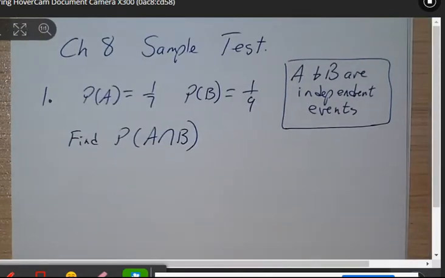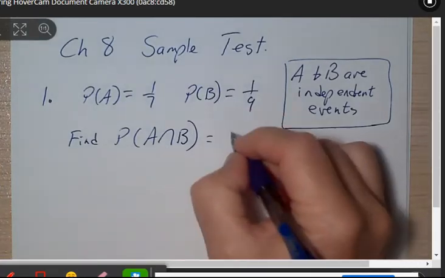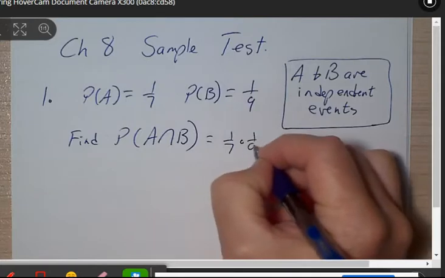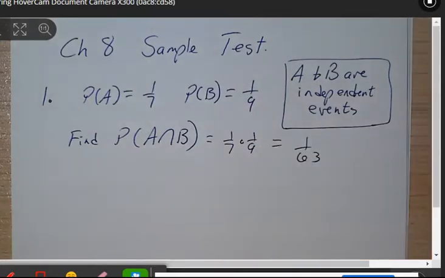Okay, so with those being independent events, when you find A intersect B, all you're going to do is multiply those two things together. So it's just 1/7 times 1/9, so it's 1 out of 63. As long as they're independent, just multiply the two things together, and that's all you have to do.